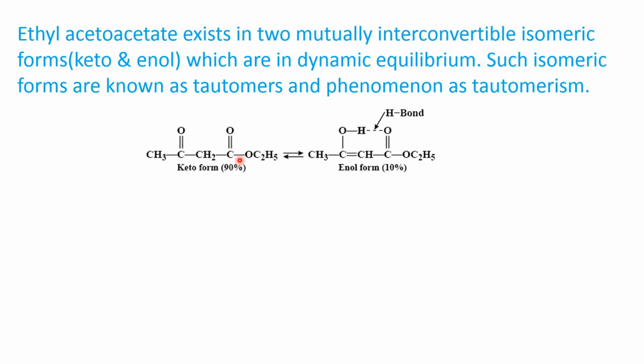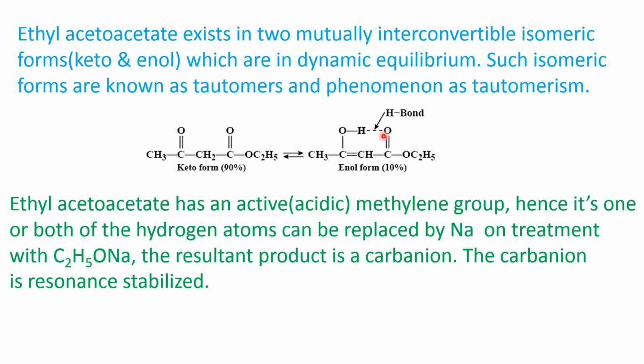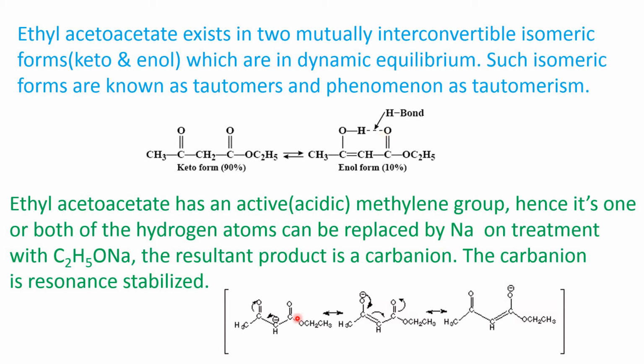So this is the keto form, and after enolization, this is the enol form. For ethyl acetoacetate, this enol form is stabilized through this hydrogen bonding. Now, in this ethyl acetoacetate, we have seen that an active methylene group is there. From there, a carbanion can easily be generated, and this carbanion is also resonance stabilized. So it takes part in resonance with this carbonyl group. Okay, so it will come here, it will go, and then this will be the other resonating structures.